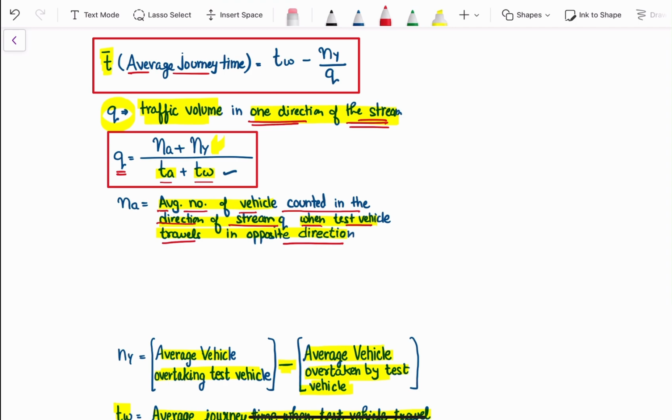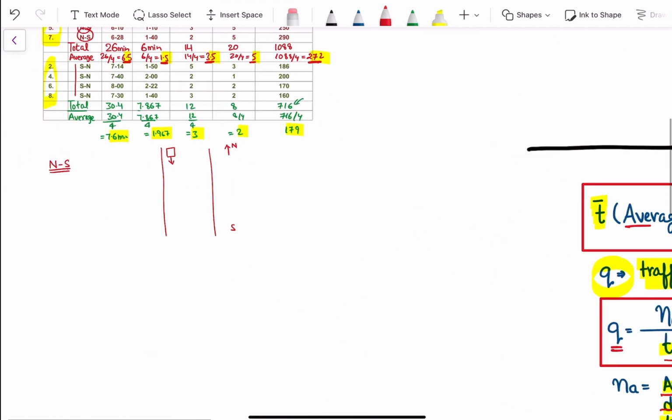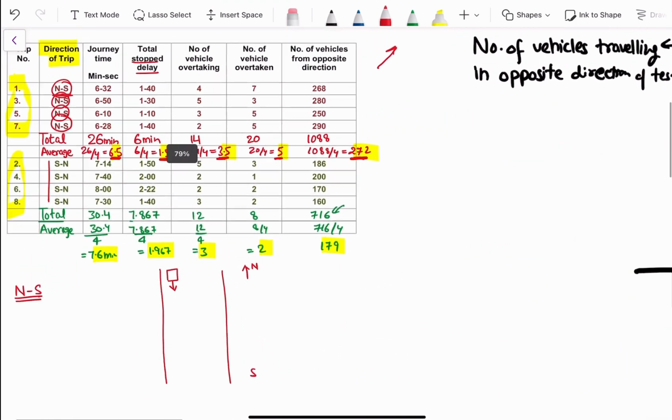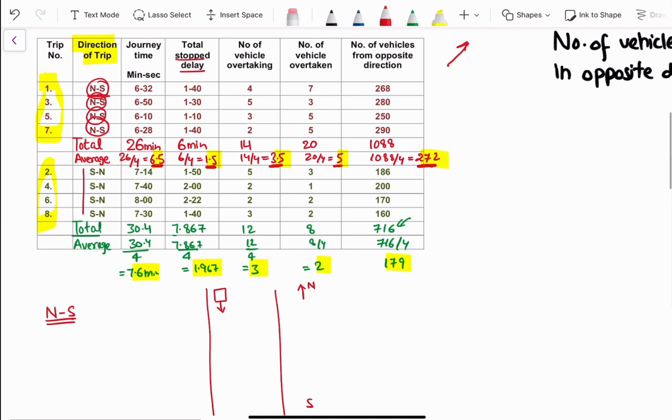Taking this as the definition, can you tell me what will be the value of NA? The number of vehicles that were traveling in the opposite direction of the stream. I am assuming that you have chosen 272 as the value of NA, the number of vehicles traveling in the opposite direction, and that is wrong. It will be 179. Let me explain.